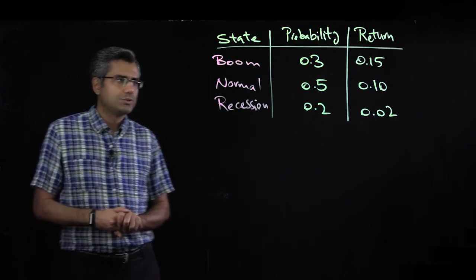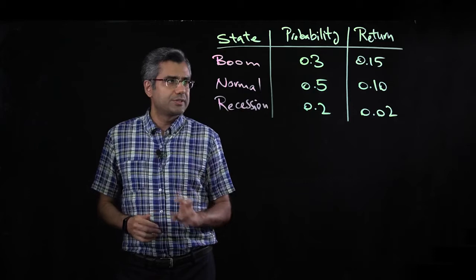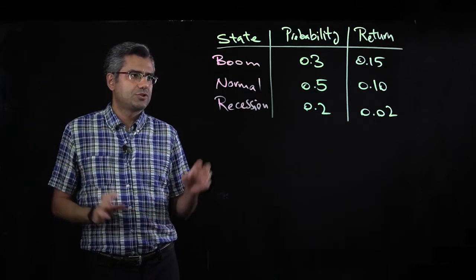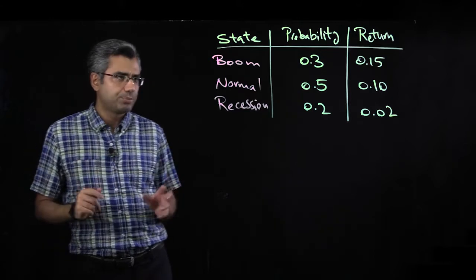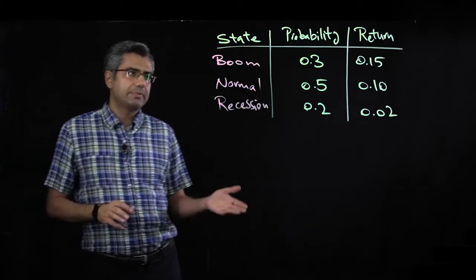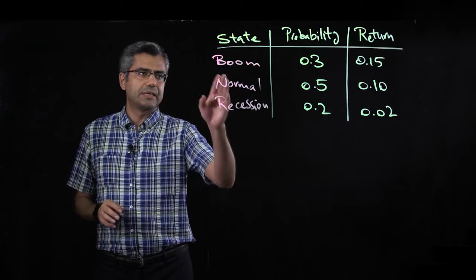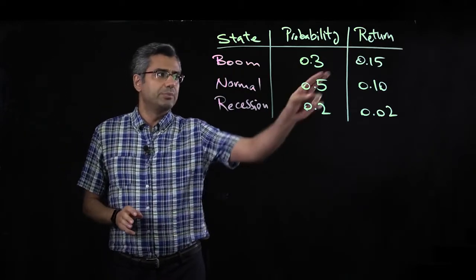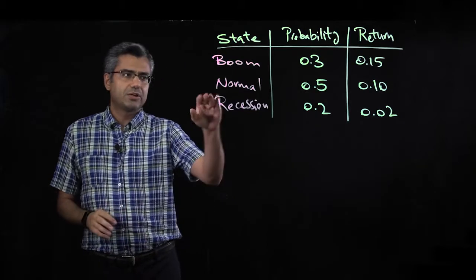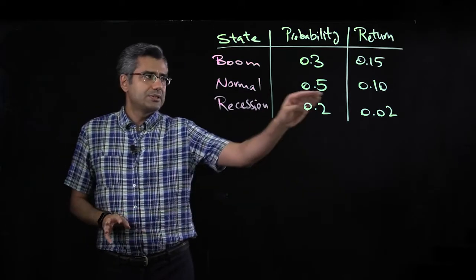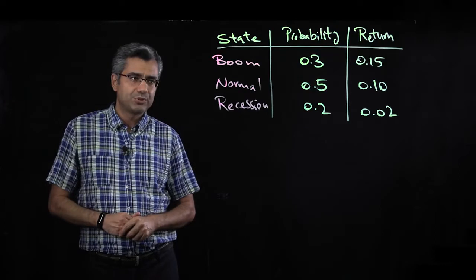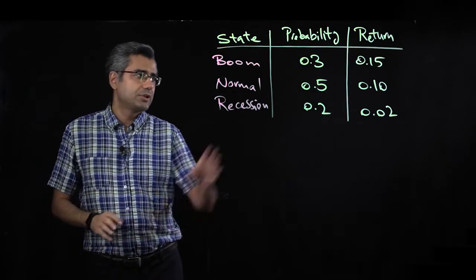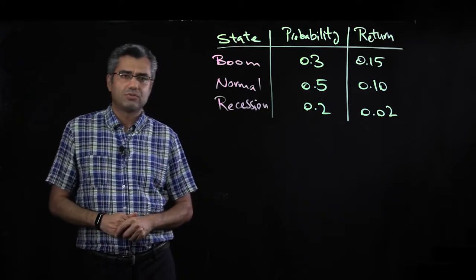We want to compute the expected return on a stock, and based on our expectation, based on our prediction, if the economy in the future is very good, the return on this stock will be 15%. If the economy is normal, the return on this stock will be 10%, and if the economy is not good, it's bad, a recession, then the return on this stock will be 2%.